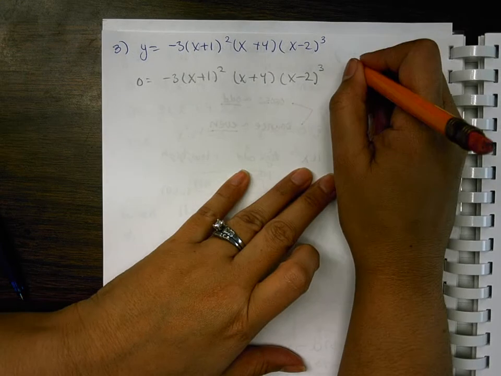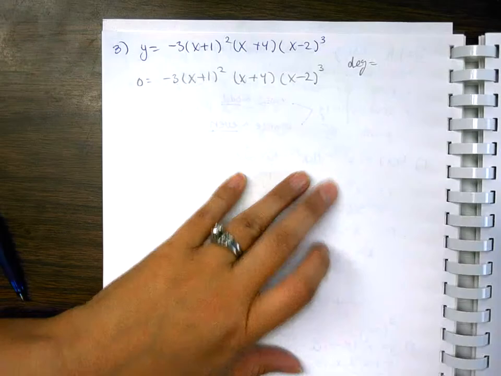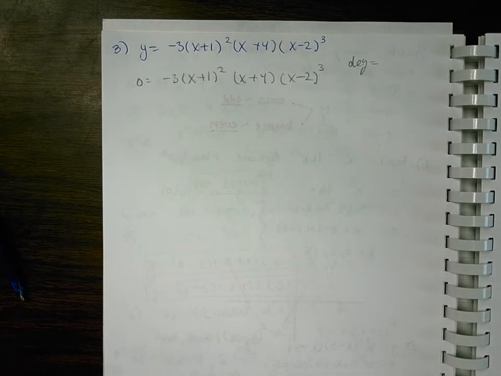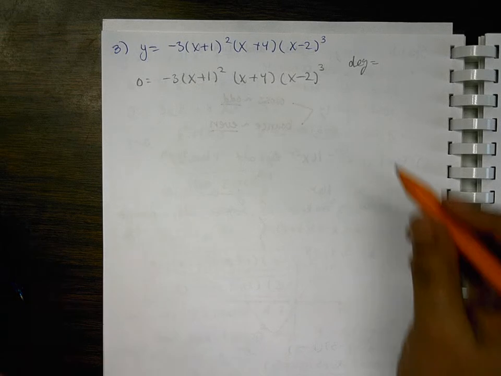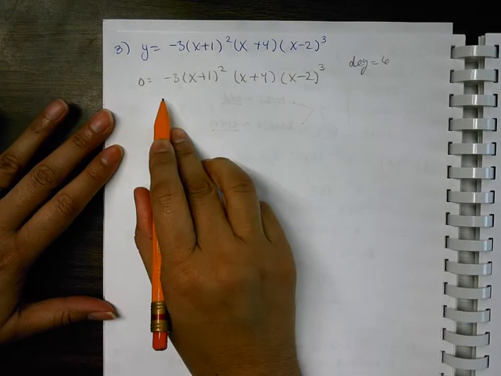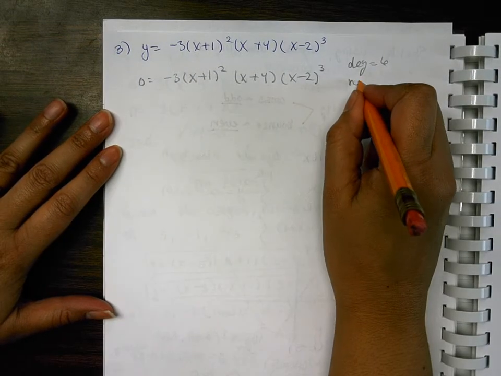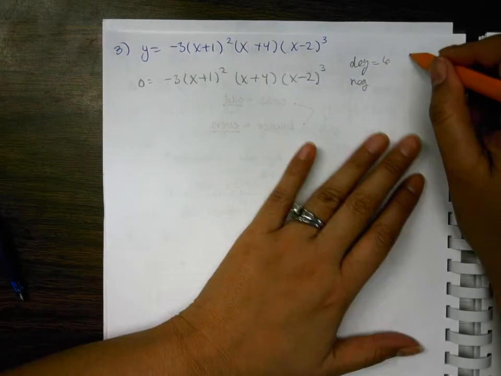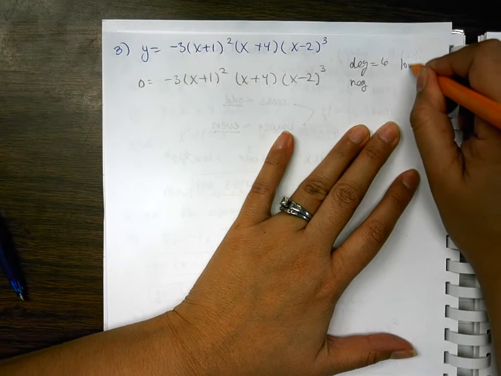Is this one where you have to add up for the degree, because it's in factored form? What is the degree? 6, positive or negative? Which means what about the end behavior? I heard somebody say it. Low, low. Okay, keep working.